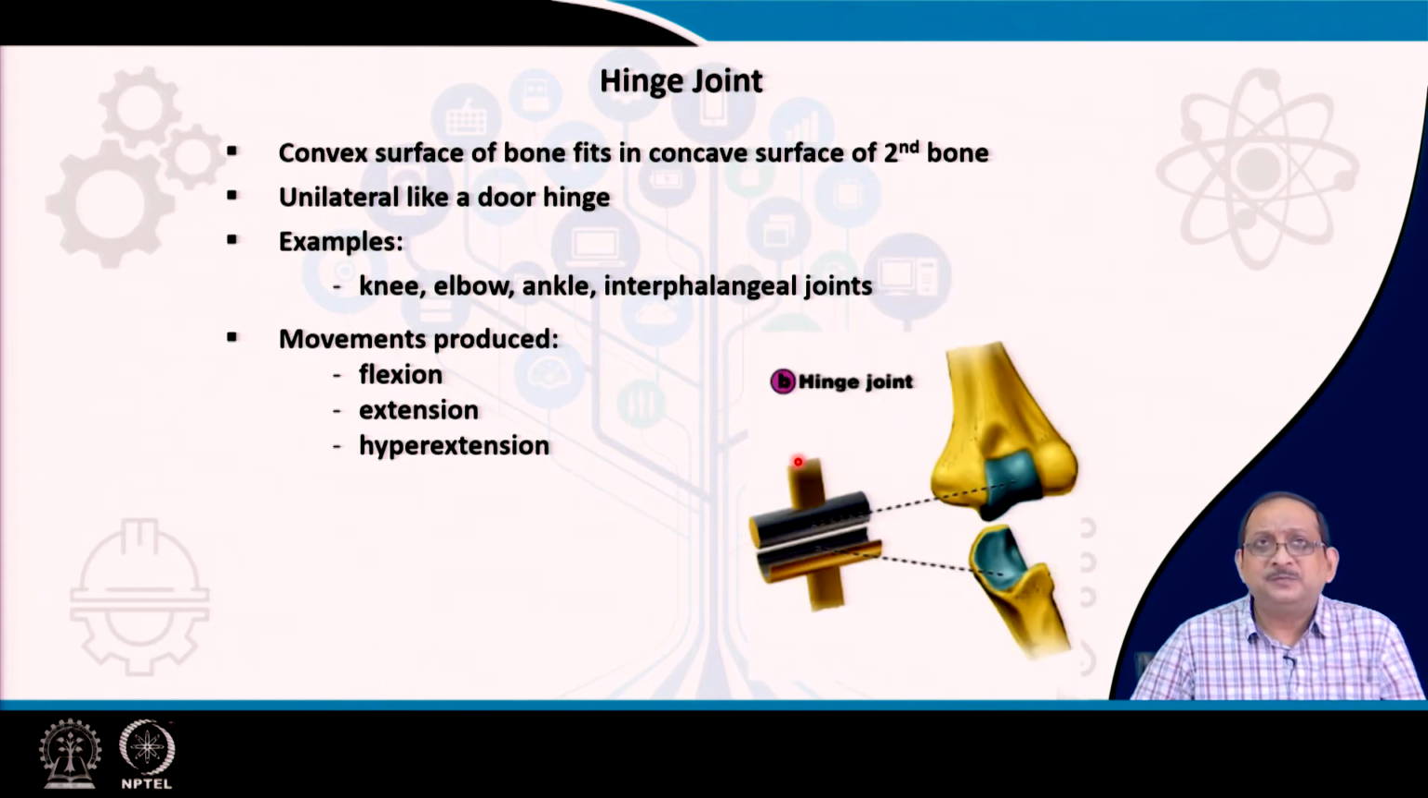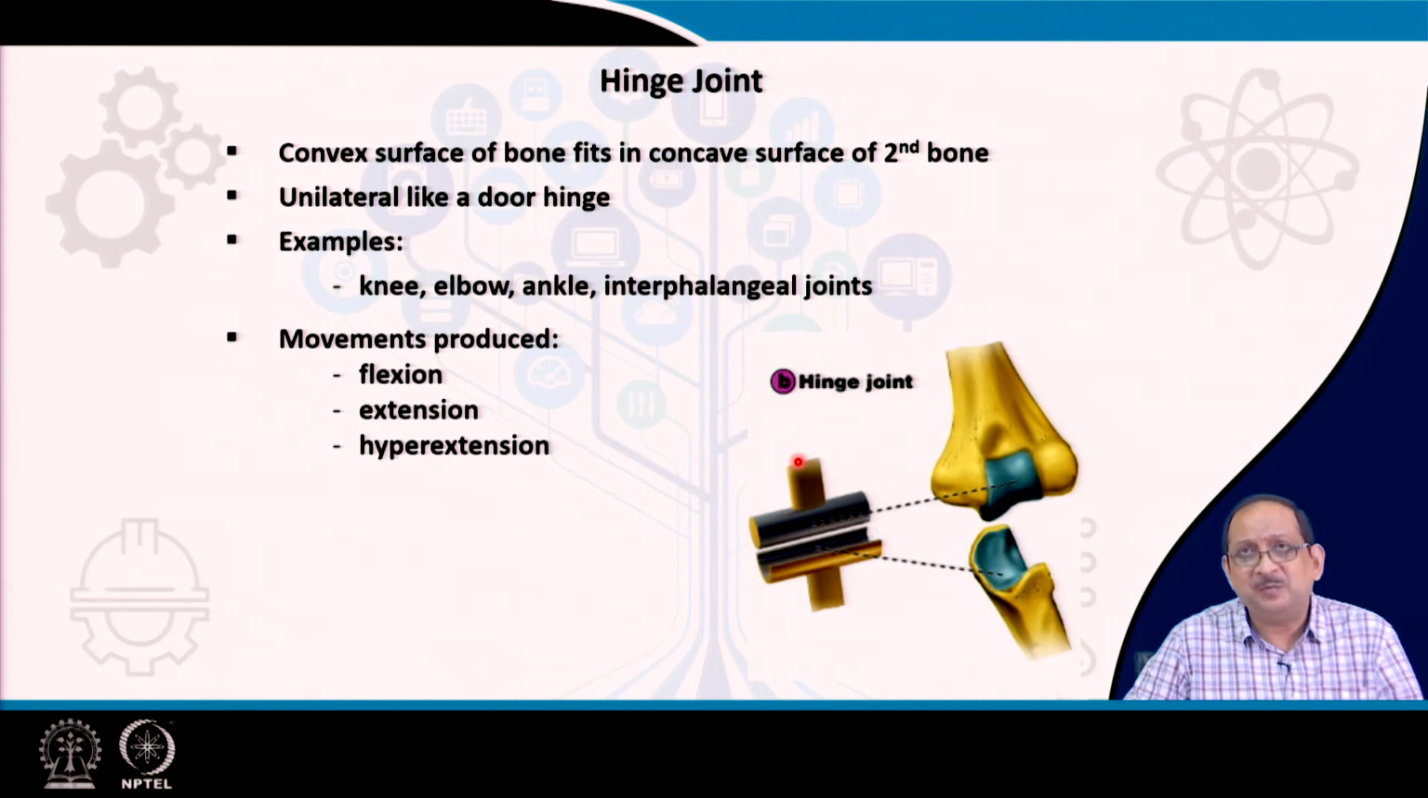The hinge joint is formed by the convex surface of one bone which fits in the concave surface of the second bone. It behaves like a door hinge, which means that it allows rotation about one axis. Examples of hinge joints are knee, elbow, ankle, and interphalangeal joints. The movements produced in these joints are essentially flexion, extension, and hyperextension.